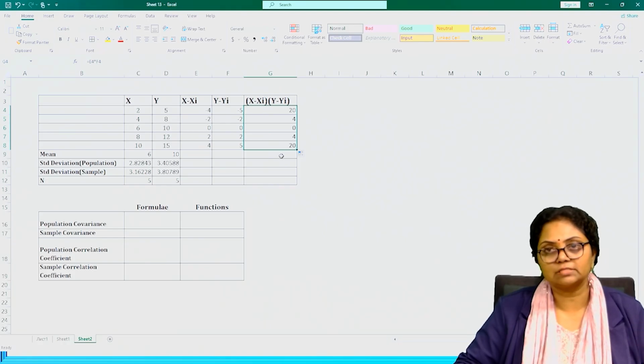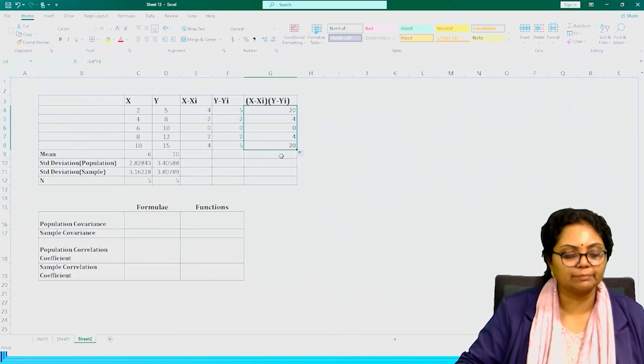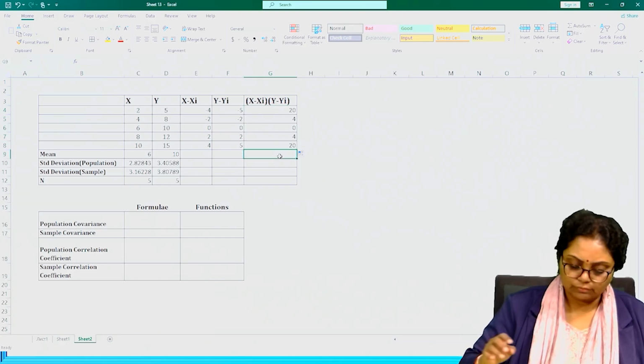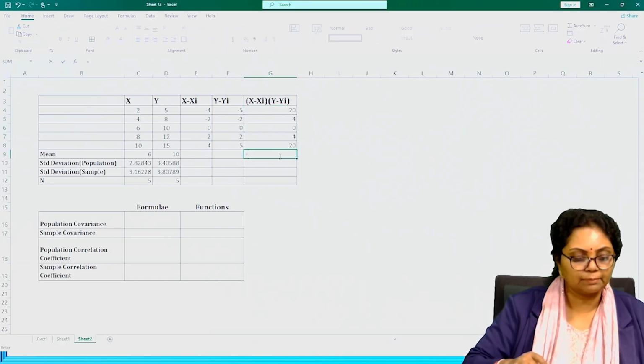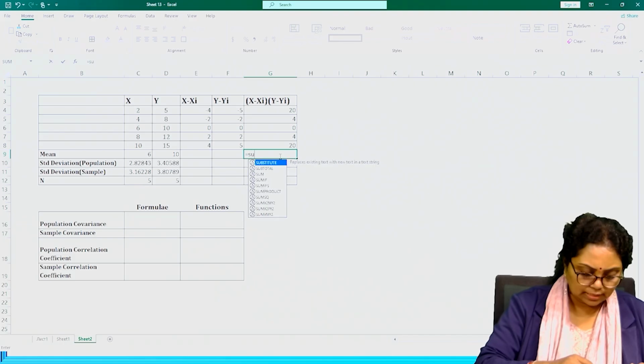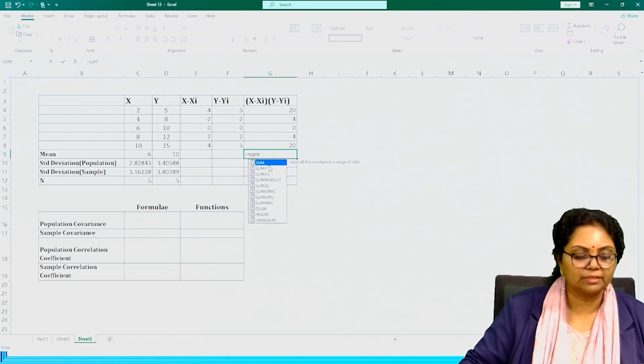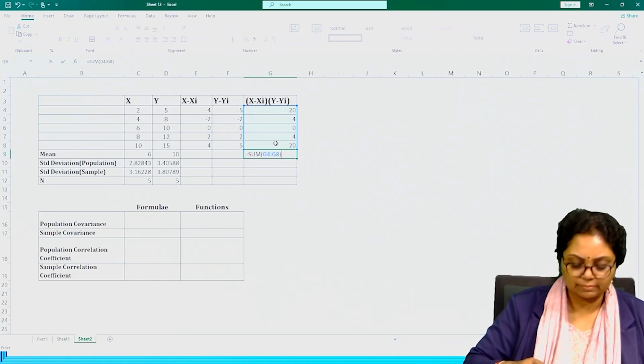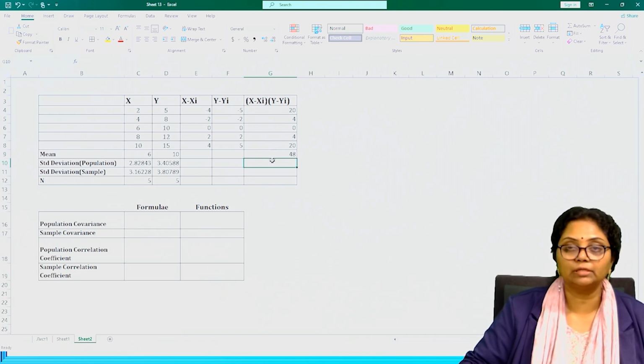There are 5 observations, and we are supposed to do the summation of these 5 observations. So we place the cursor here, press the equal to symbol and use the summation formula, that is SUM. Press sum and select all the observations. Close the bracket, press enter. So we got 48 here.